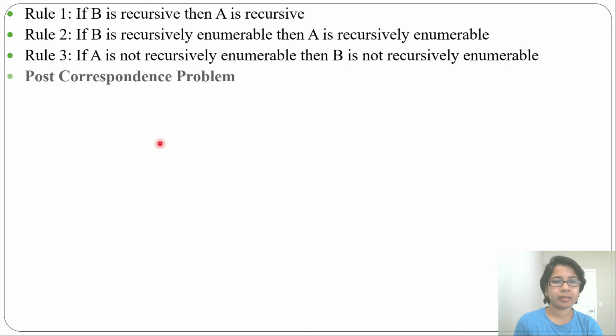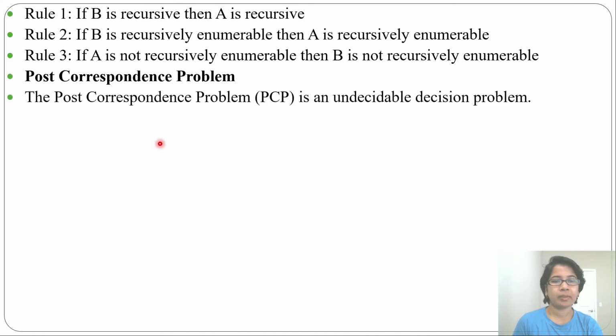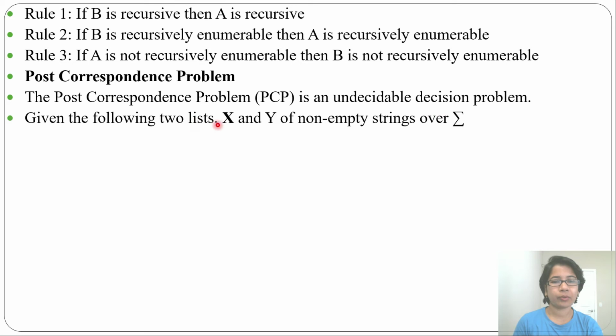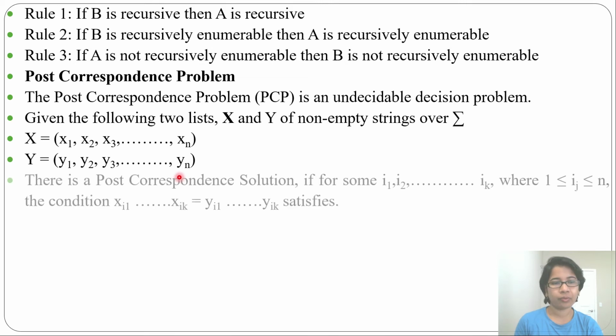Next, PCP, or you can say Post Correspondence Problem. The Post Correspondence Problem, PCP, is an undecidable decision problem. Given the following two lists X and Y of non-empty strings over an alphabet, let X equal X1, X2, X3 up to Xn and Y equal Y1, Y2, Y3 up to Yn.